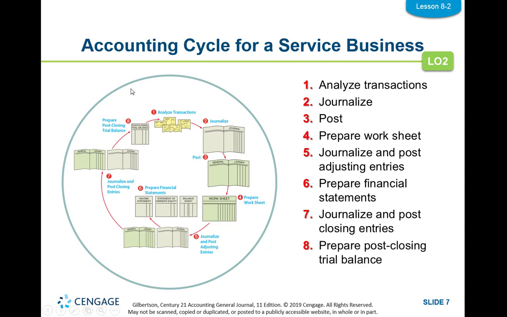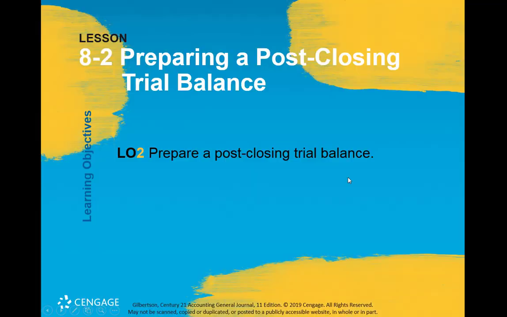Step number 8 is what we're doing right now. We're preparing that post-closing trial balance. That's it. We're done. That is the very last step at the end of the fiscal period. Then our business stays in operation, opens up the next day, and we have to go through and repeat this. So this is a cycle that we do every fiscal period. Every corporation does this. So again, our learning objective for Lesson 2 is to go through and prepare a post-closing trial balance.